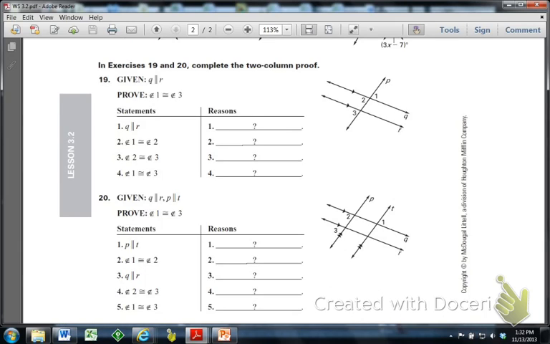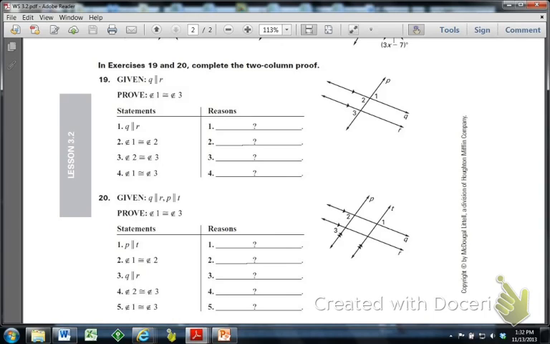And then down here, 19 and 20, we have your first proofs of the year. In 19 and 20 it says, given the information, complete the 2-column proof. So in 19, it says Q is parallel to R. Well, they showed us that when they put the little arrows right here and right here. That shows us that the lines are parallel. And they want us to prove that angle 1 is congruent to angle 3. They give us statements on the left and reasons on the right. This is a typical 2-column proof.